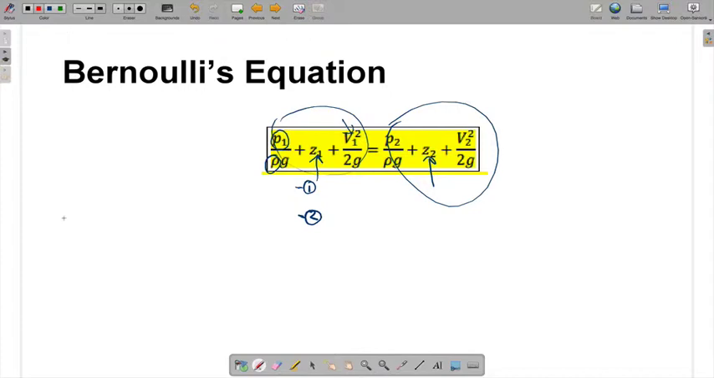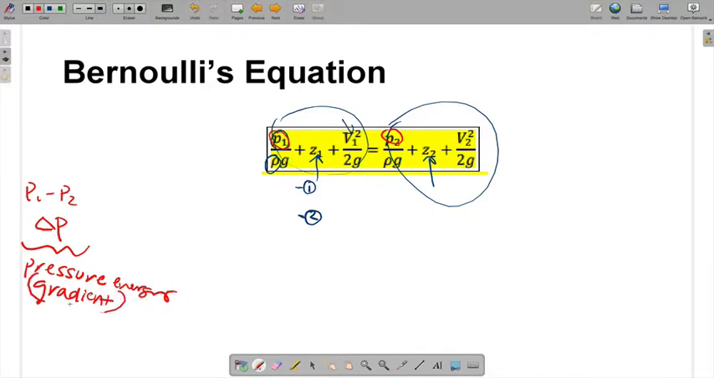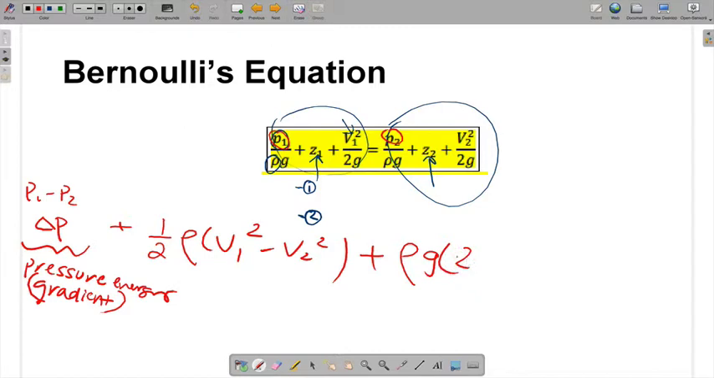Okay, so the first term, I'm going to take the pressures out, and I'm going to say delta P. Okay, and basically by that I mean P1 minus P2. So this is basically representing my pressure energy that's due to the pressure gradient. Okay, so this is pressure energy, it's coming from the gradient. And then we're going to have half rho (v1 squared minus v2 squared) plus rho g (z1 minus z2), and all of that equals 0.